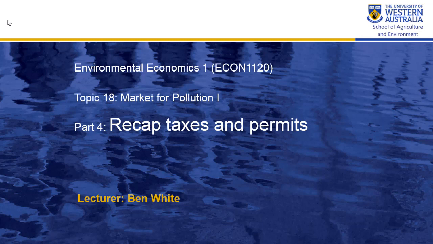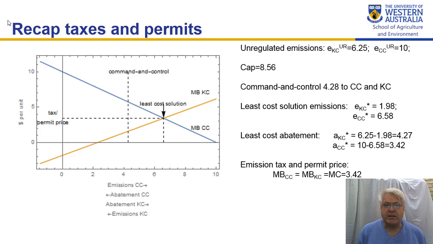Market for Pollution 1 Recap: Taxes and Permits. In this single slide, I'd like to summarise how taxes and permits work to reduce emissions. And we're sticking with the Cockburn Sound example.